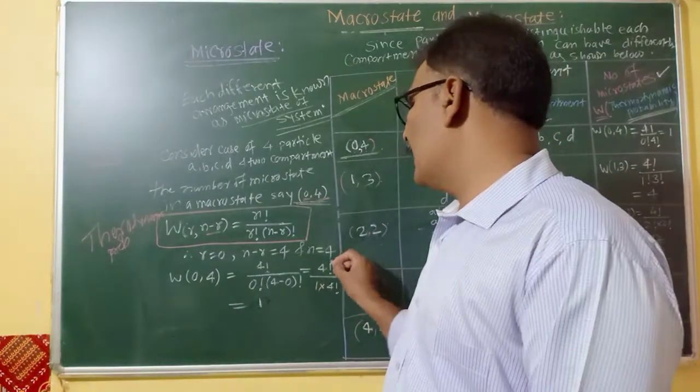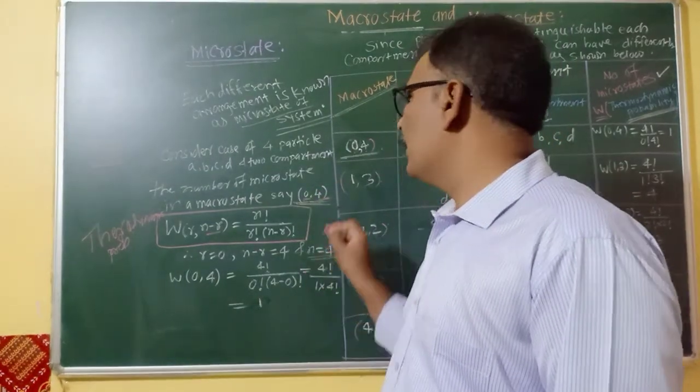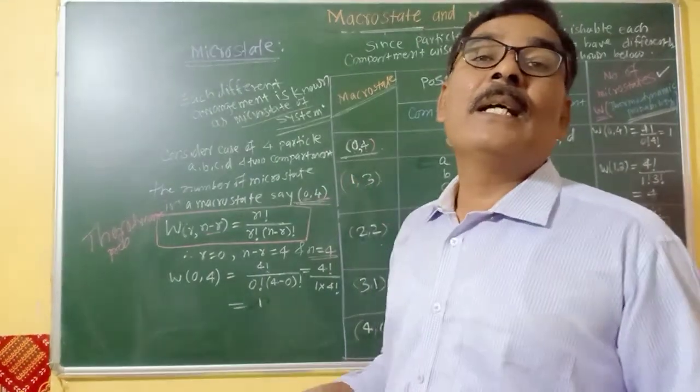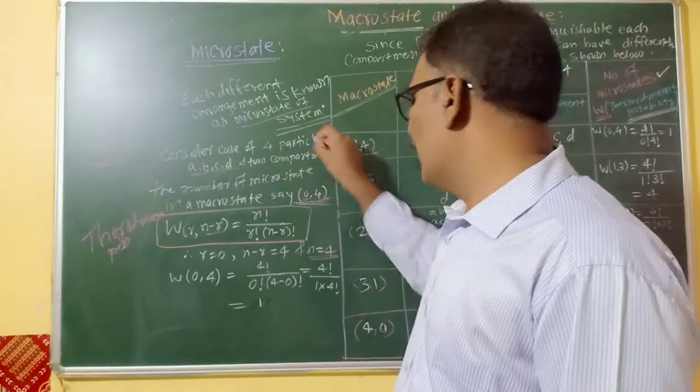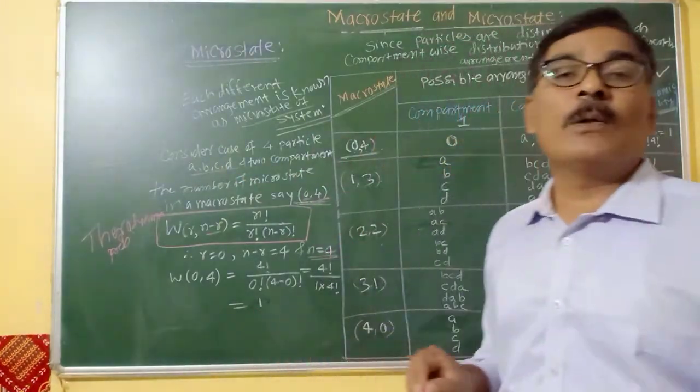And that is considered as what? N number of particles. Means we have how many particles here? That is n number of particles. But here in this case we have only 4 particles. So we have to consider n is equal to 4.